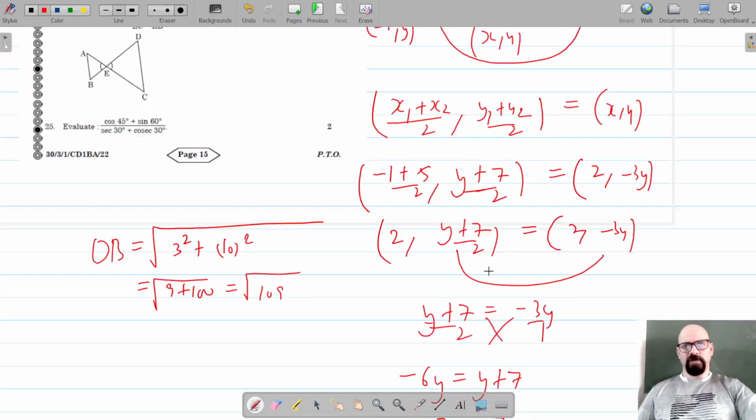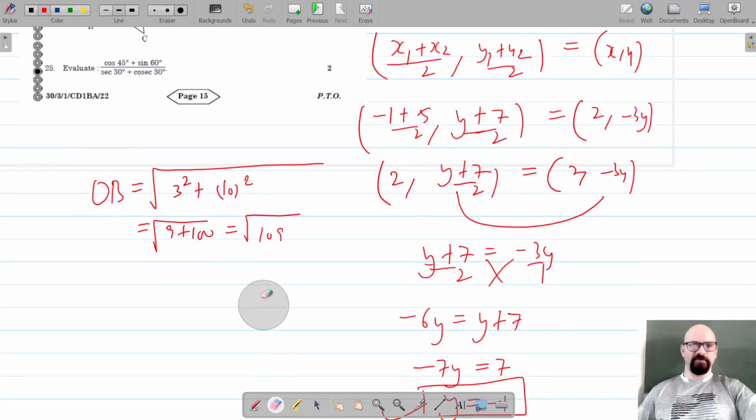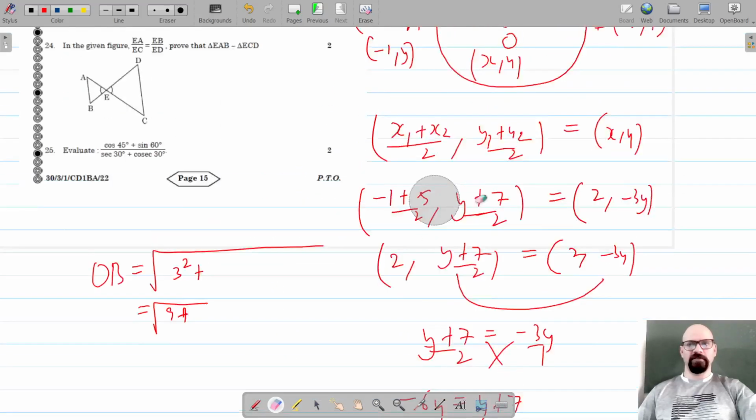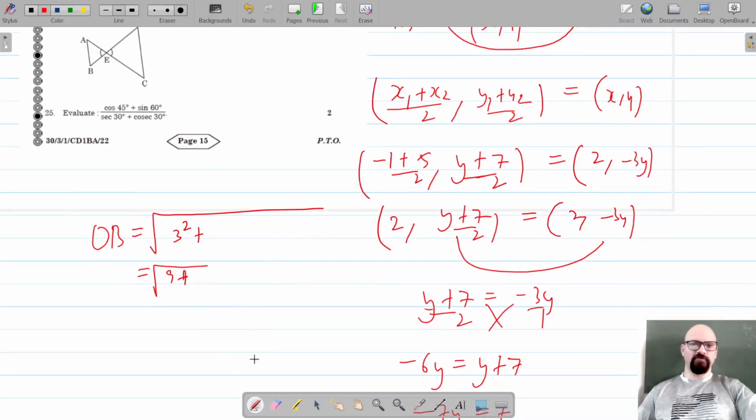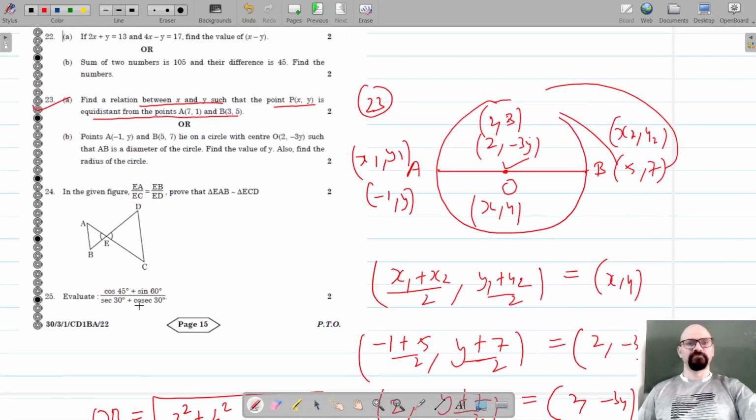Actually, the y is 1. So the coordinate should be, if y is 1, so this should be 2 comma 3. And if it's 2 comma 3, then it's 7 minus 3 is 3 square. So 7 minus 3 is 4. So this is 4 square, which is 16. So this is root 25, which is equal to 5. So radius is 5 units.